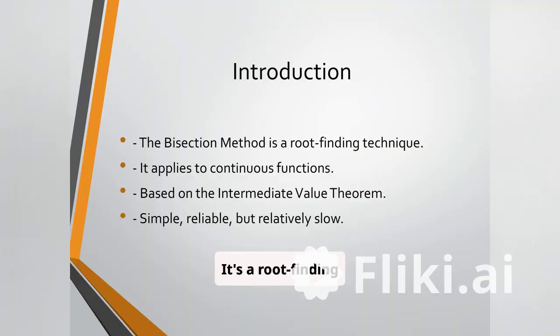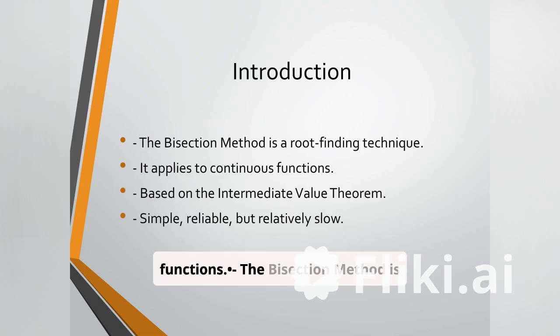The bisection method is a root-finding technique. It applies to continuous functions, is based on the intermediate value theorem, and is simple, reliable, but relatively slow.